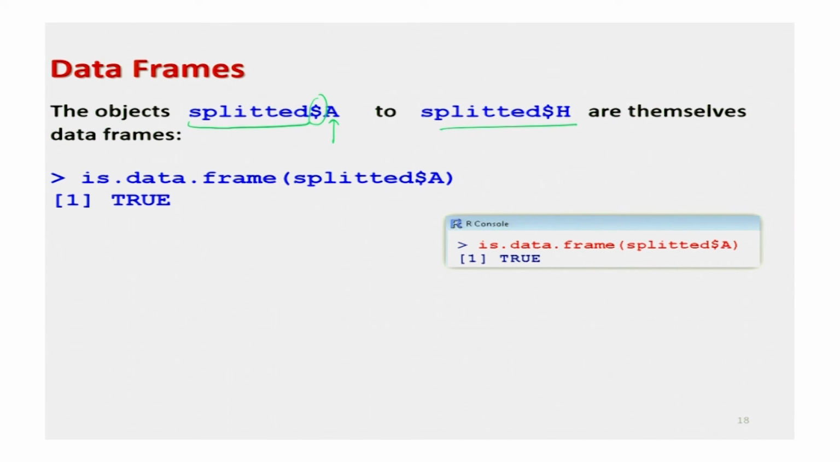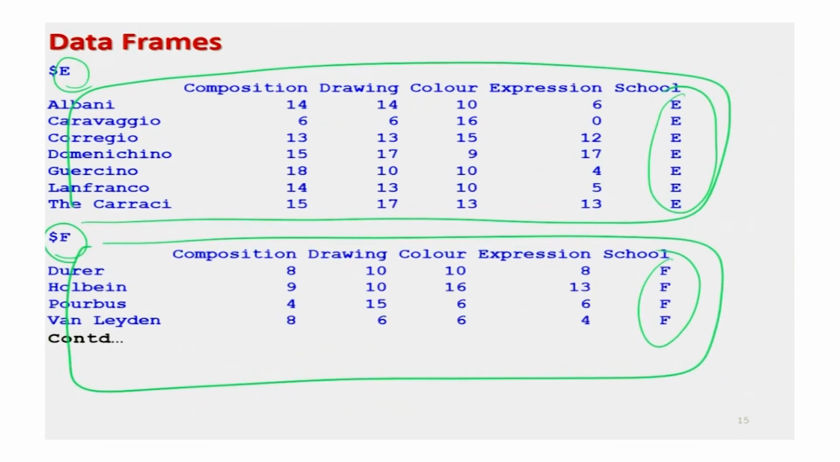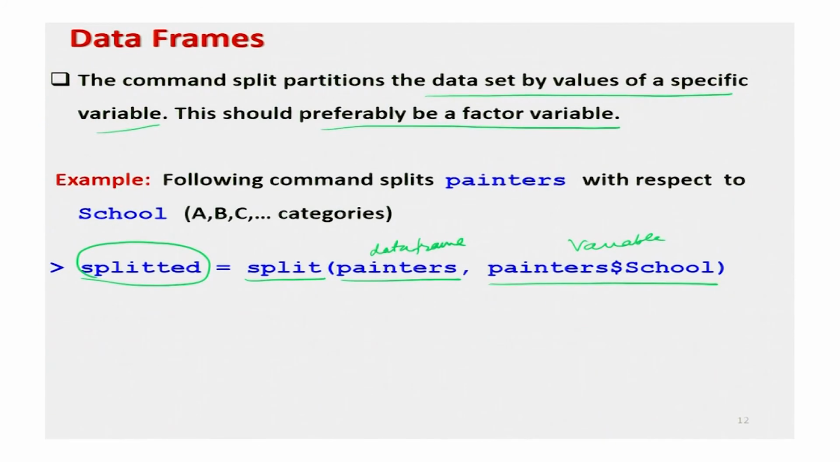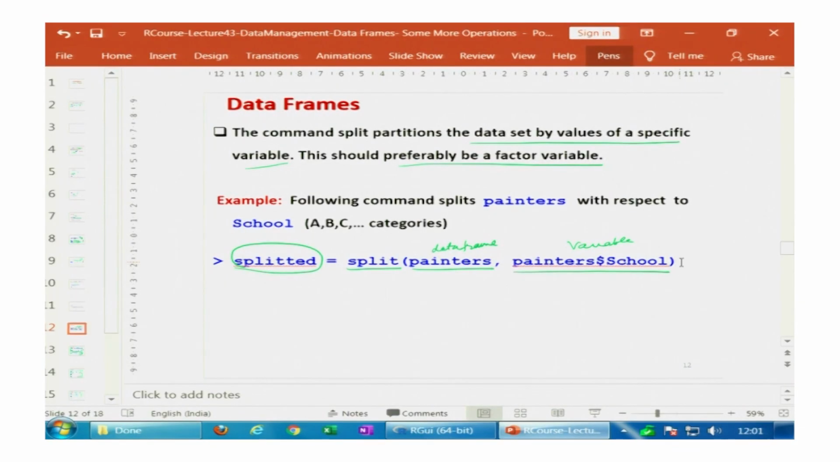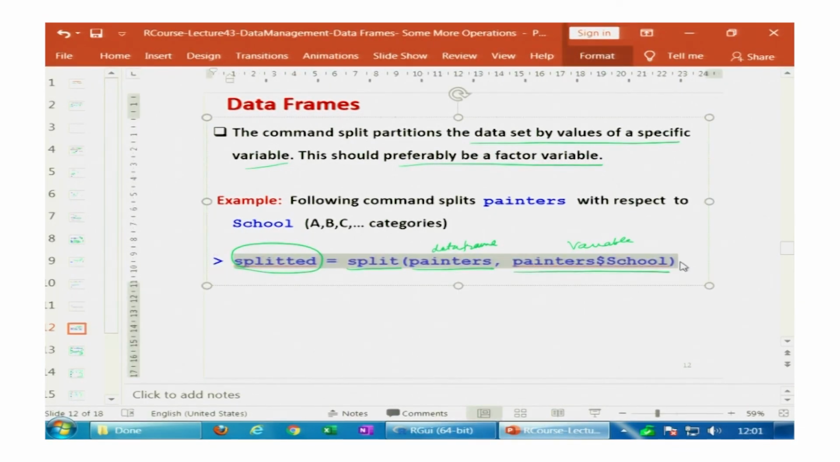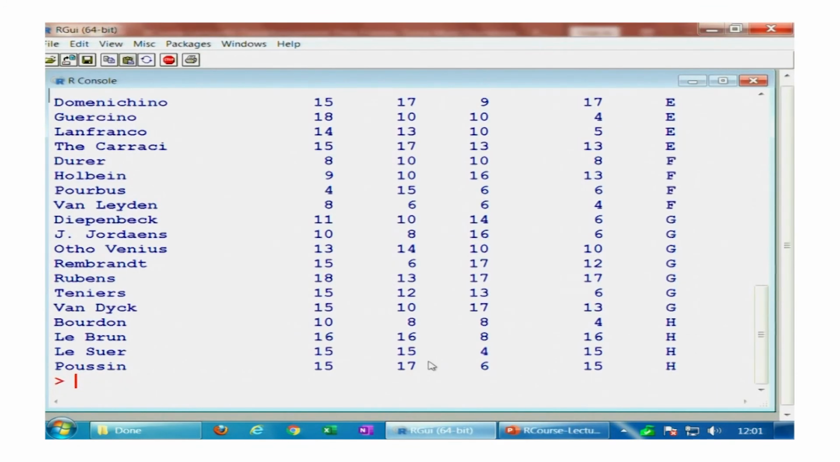If you try to see here, I use the command is.data.frame, and inside the parentheses I write splitted $A, and this gives me the answer TRUE. So that means whatever splitting you have done is also a data frame. Let me try to do this example on the R console and show you how you get this type of outcome.